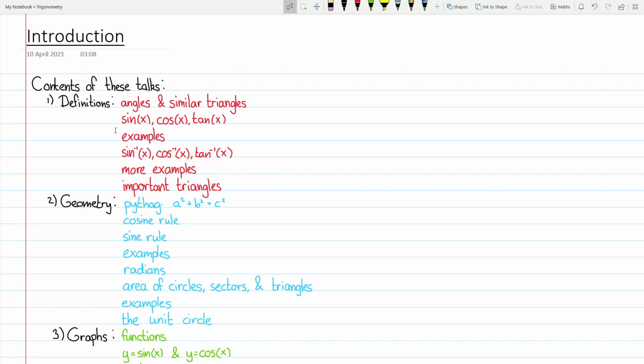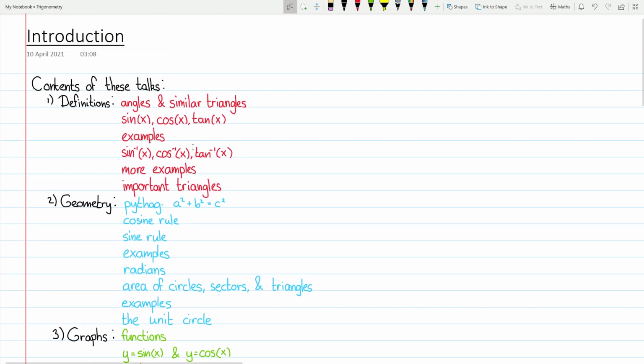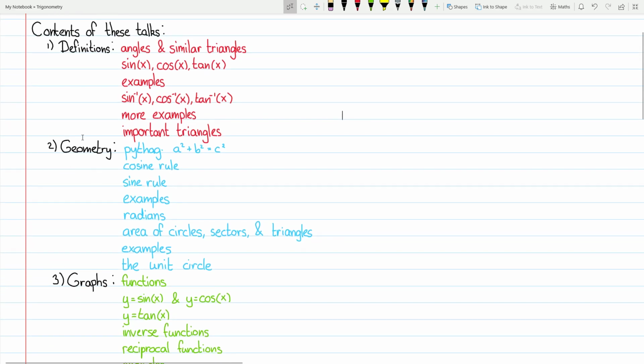But that being said, if you've covered trig before or maybe want a little hint as to what it's about, I think these 2 talks should be quite nice. So in this talk I'm going to be going over sections 1 and 2. So we've got definitions and geometry.